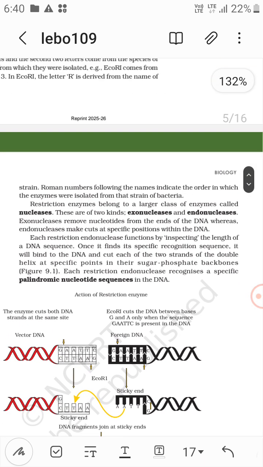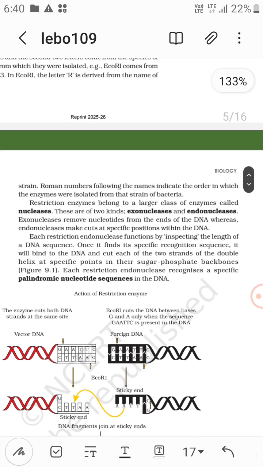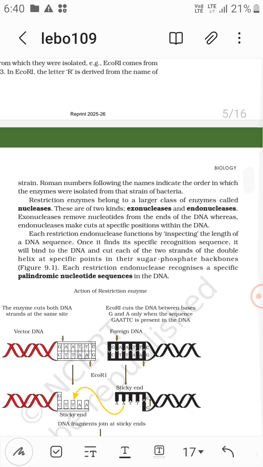So restriction enzymes belong to a large class of enzymes called nucleases. There are two kinds, exonucleases and endonucleases. Exonucleases remove nucleotides from the ends of the DNA, whereas endonucleases make cuts at a specific position within the DNA.